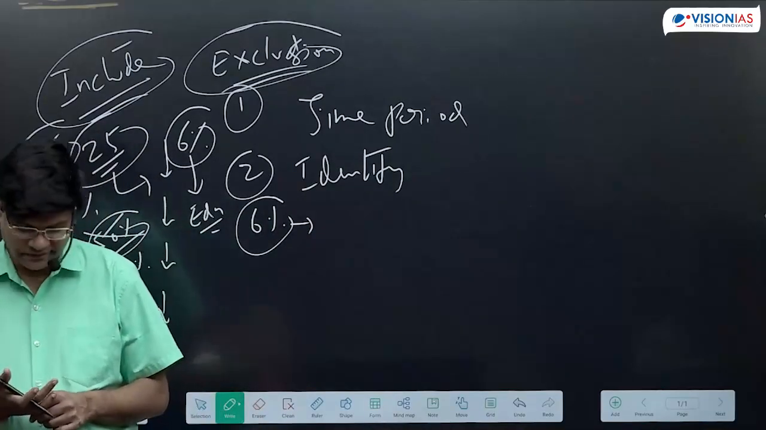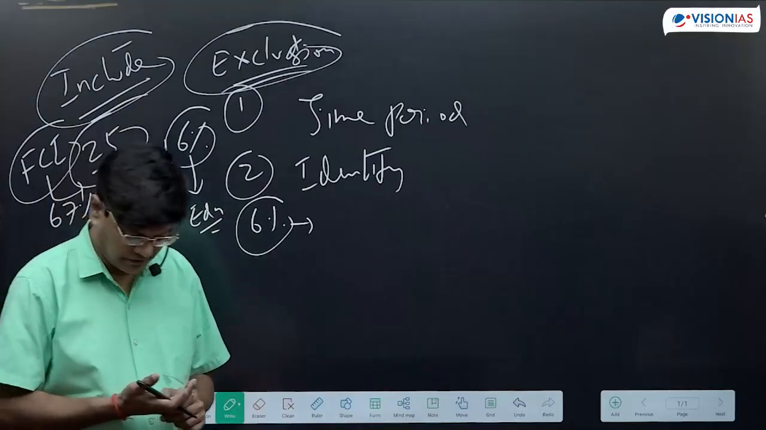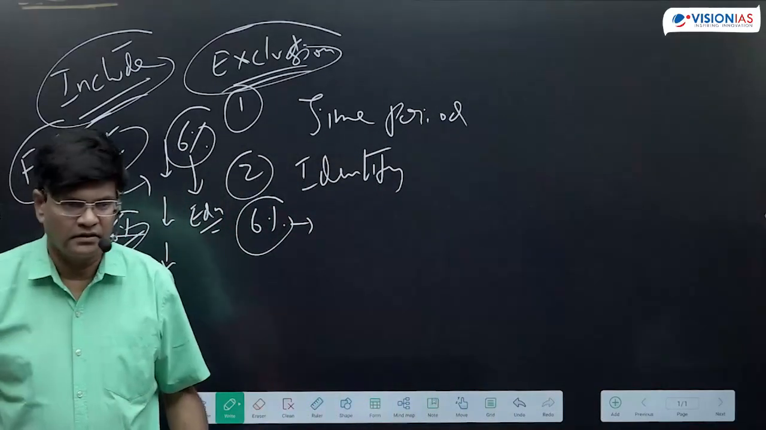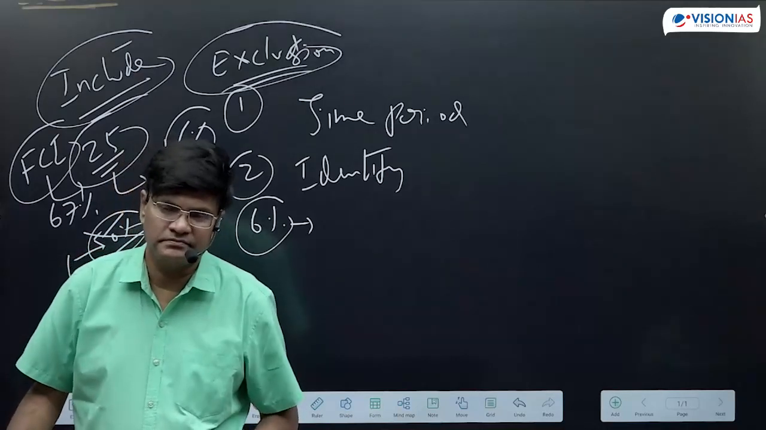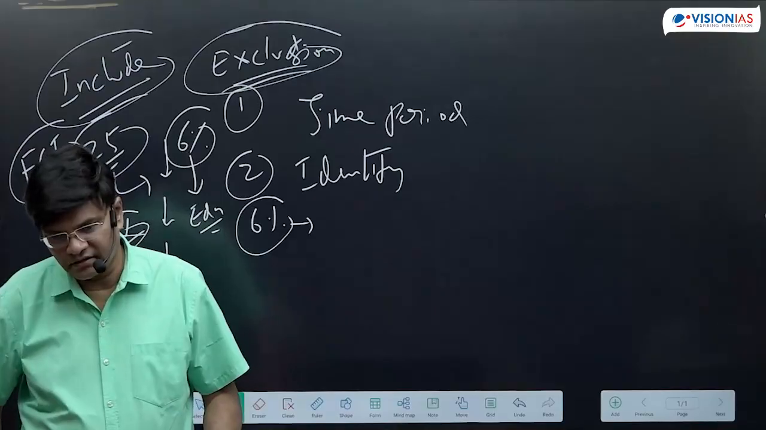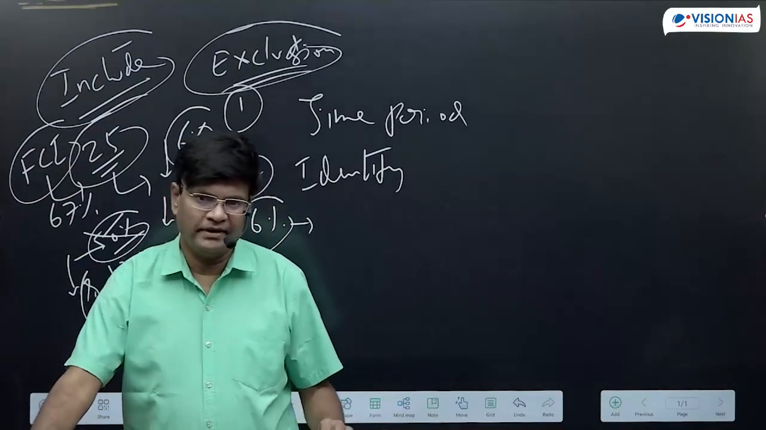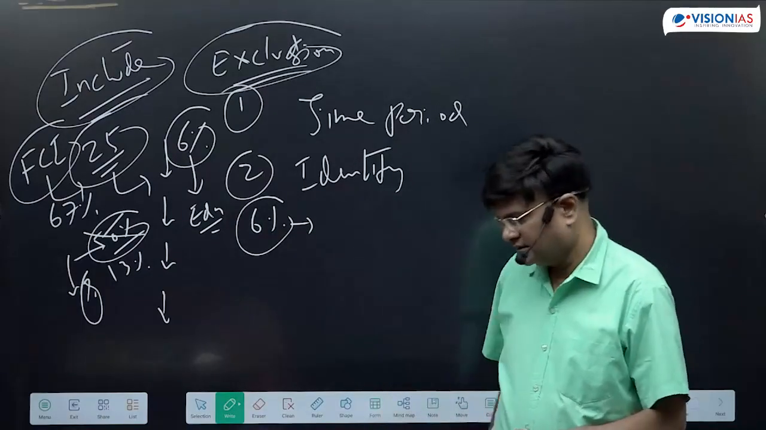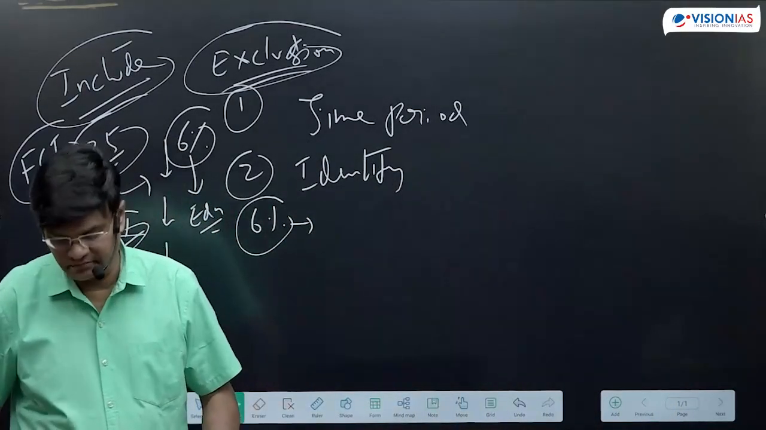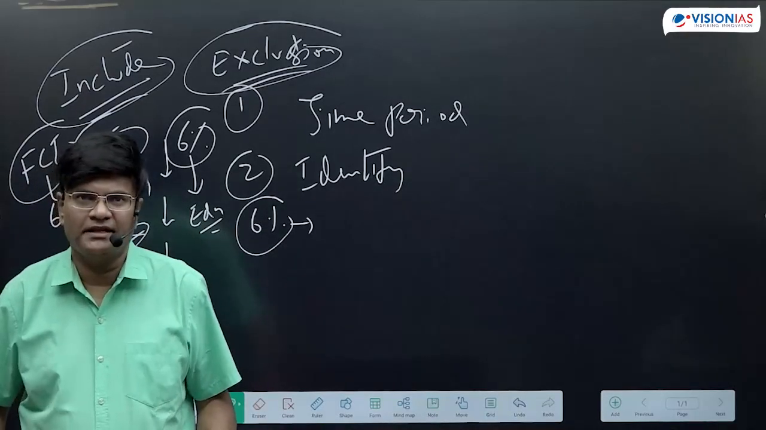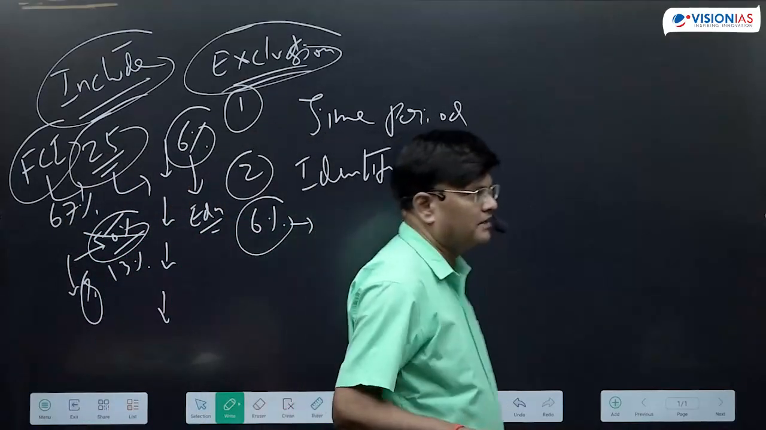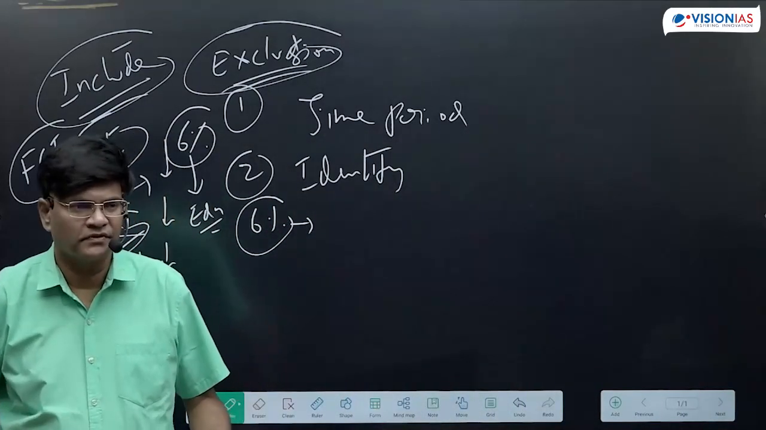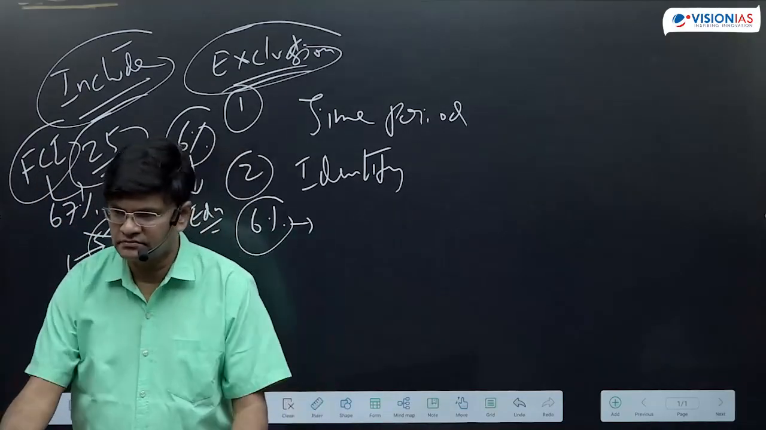Next solution, second solution. As suggested by the Second Administrative Reforms Commission, Niti Aayog, pay commissions and other commissions, the number of centrally sponsored schemes should be reduced to less than 10.